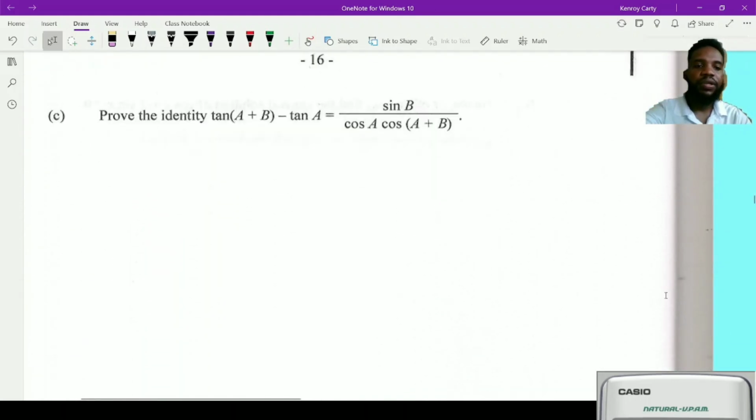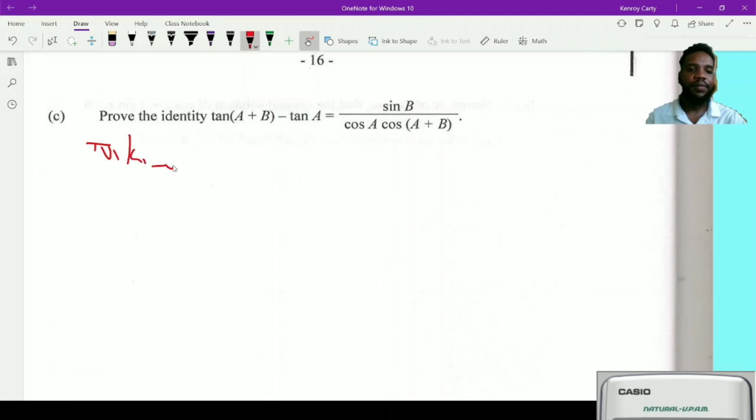All right. Now I'm at question C. All right, let's see what happens. And this is a proof question. It says, prove that the tangent of A plus B minus tan A is equivalent to this. Now, of course, in carrying out a proof, I need to determine, first of all, which side I am taking. And it looks to me that it's best to take the left-hand side here. So I'm going to write a statement that says taking the left-hand side, LHS.